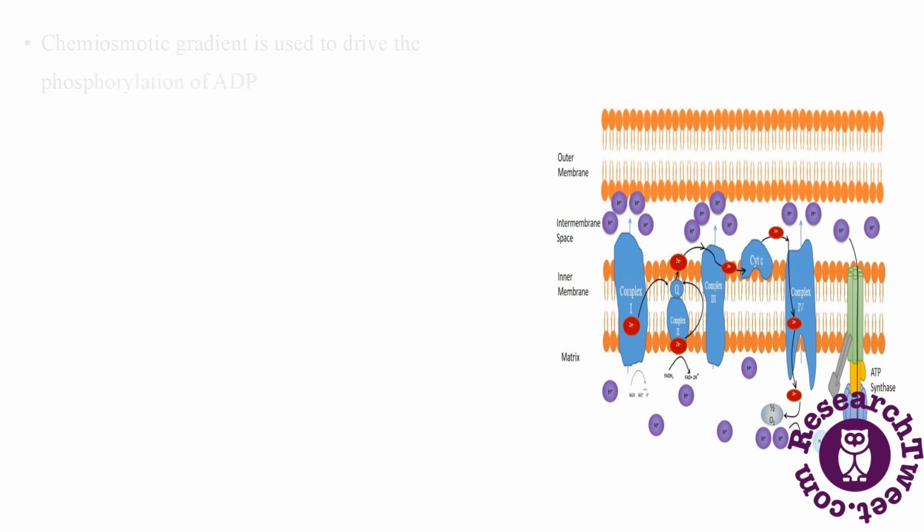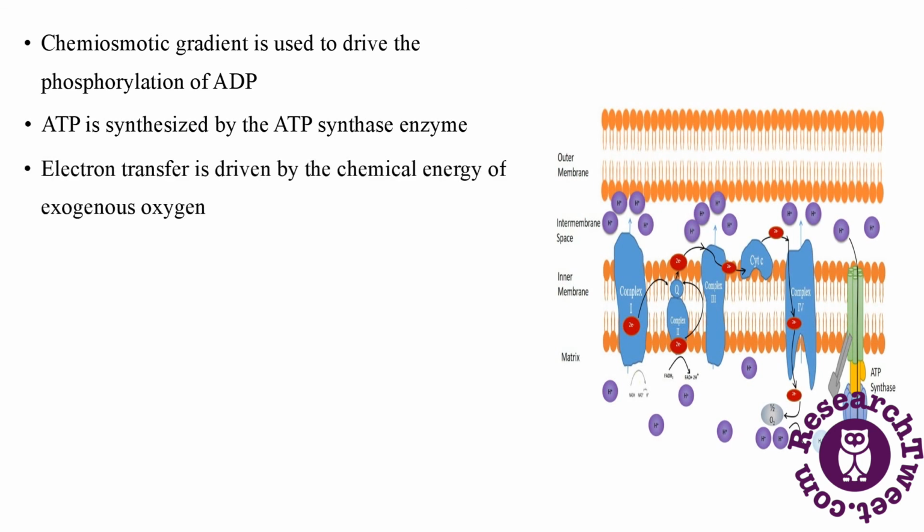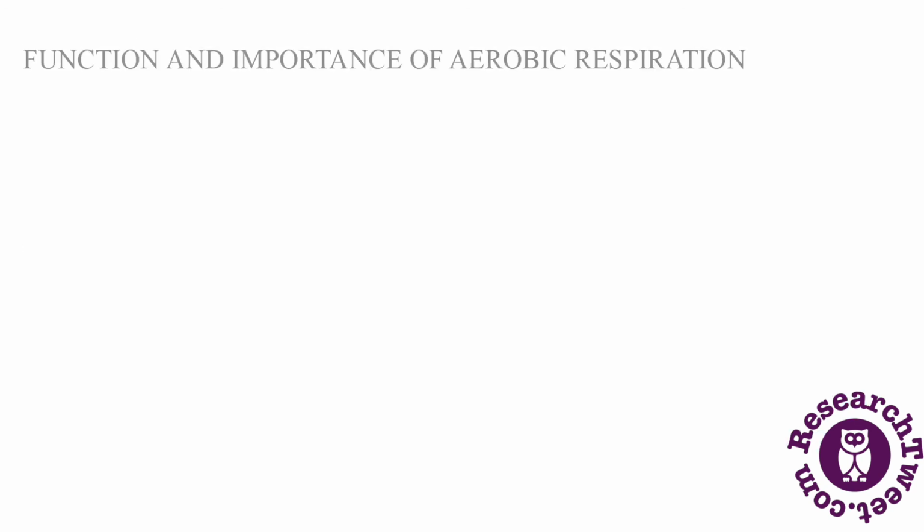When the chemiosmotic gradient is used to drive the phosphorylation of ADP, ATP is synthesized by the ATP synthase enzyme. The electron transfer is driven by the chemical energy of exogenous oxygen, and with the addition of 2 protons, water is formed.